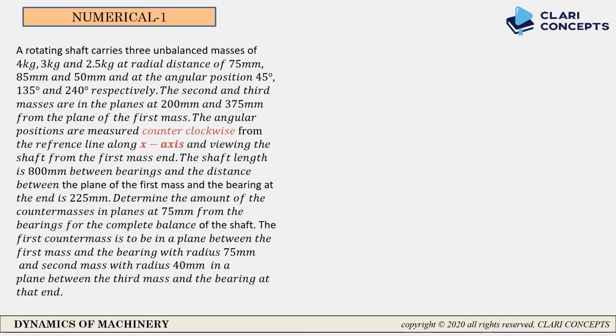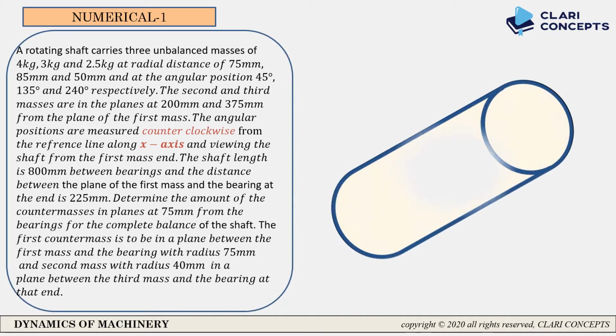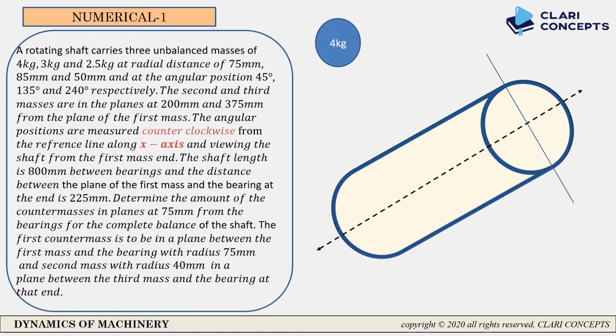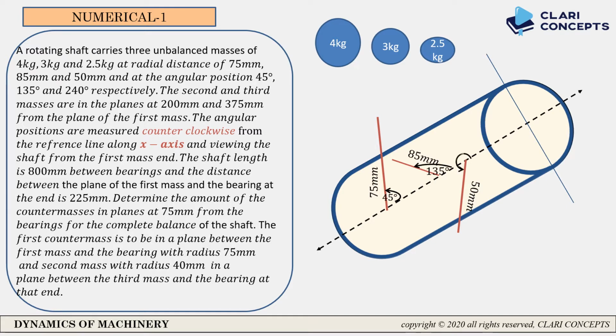A rotating shaft carries three unbalanced masses. So first I draw one shaft here which has three unbalanced masses: 4 kg, 3 kg and 2.5 kg, at radial distances of 75 mm, 85 mm and 50 mm, at the angular positions 45 degrees, 135 degrees and 240 degrees respectively.